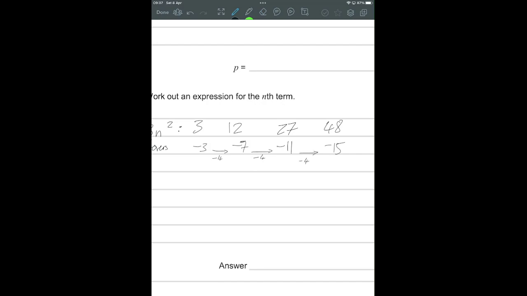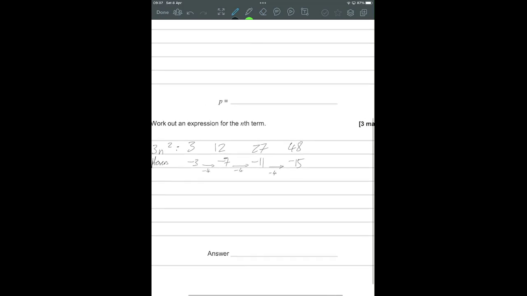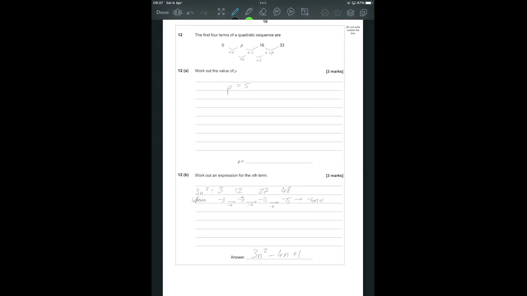So the leftovers then are going down by 4 each time. So they have a negative 4n. Now negative 4n will be negative 4, negative 8, negative 12. It's 1 bigger than that, so negative 4n plus 1. So my answer is the 3n squared and the leftover bits, 3n squared minus 4n plus 1.